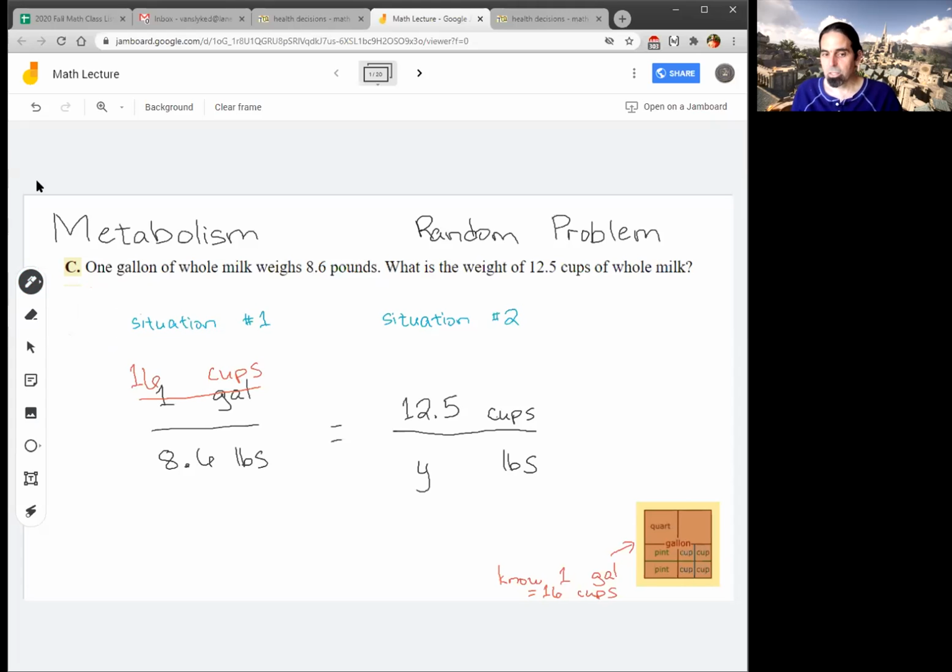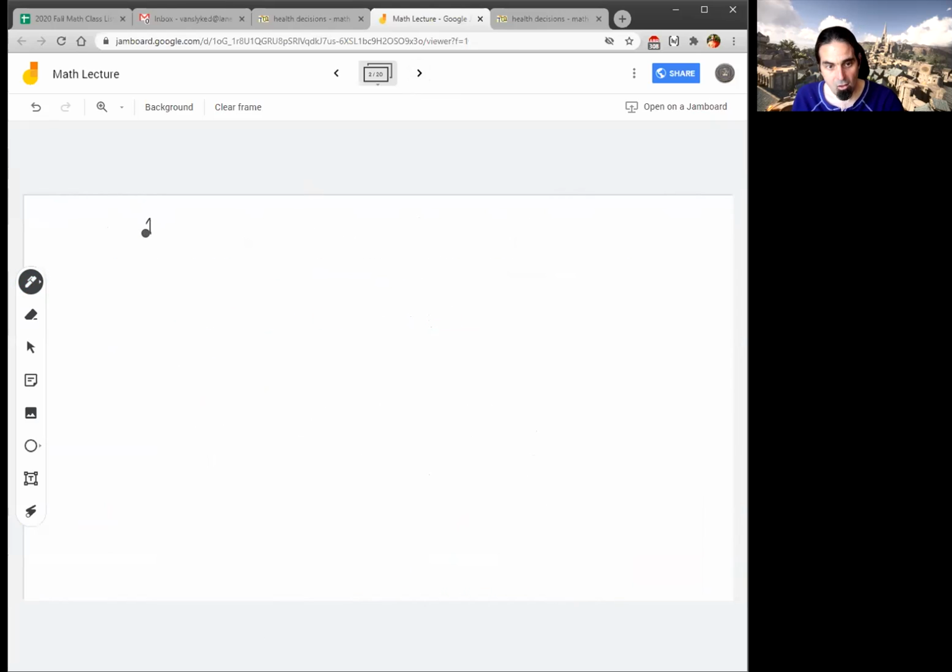There were two ways to do this. So let me start a new slide because I'm sort of running out of space at the bottom. So 16 cups and 8.6 pounds, 12.5 cups, and how many pounds? So we could do this with cross multiplying, or we could use a shortcut.